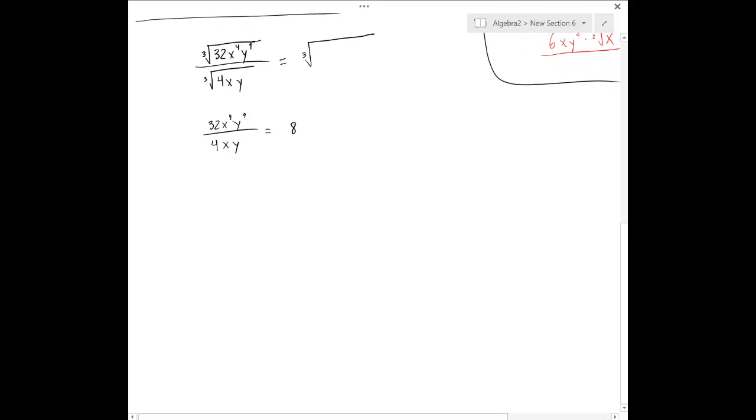Now here's what I was talking about. X to the 4th divided by x requires a subtraction of the exponent. So I'm doing a 4 minus the 1 that's not there. And when you do 4 minus 1, you should get 3. And that's our exponent answer.